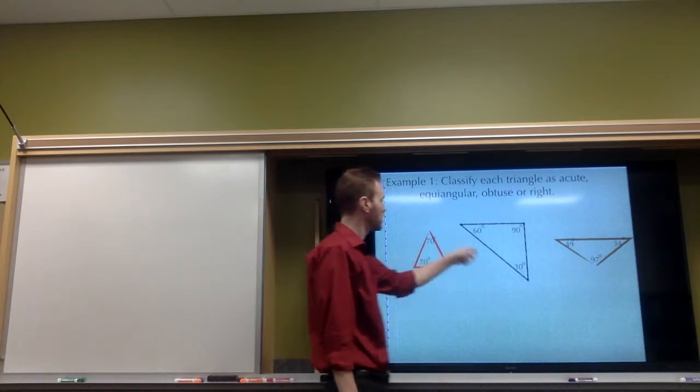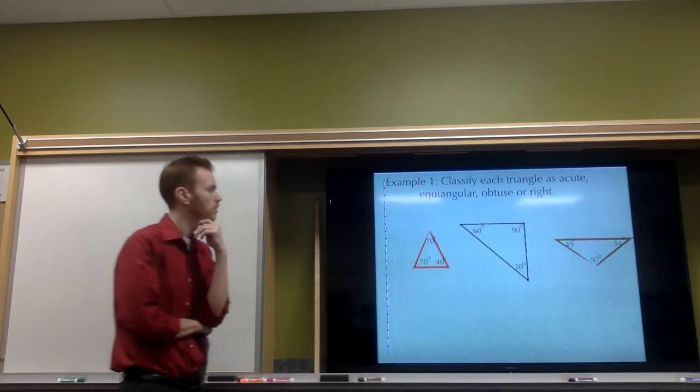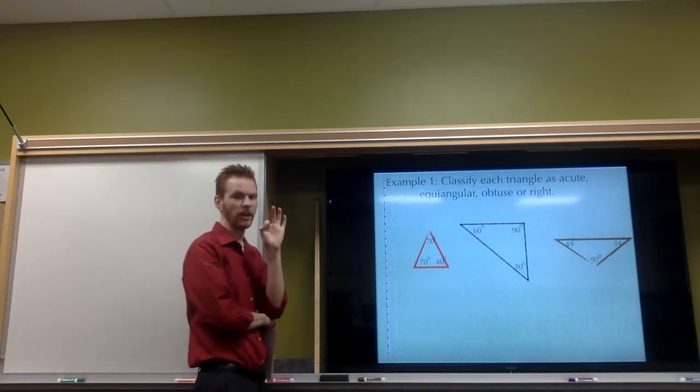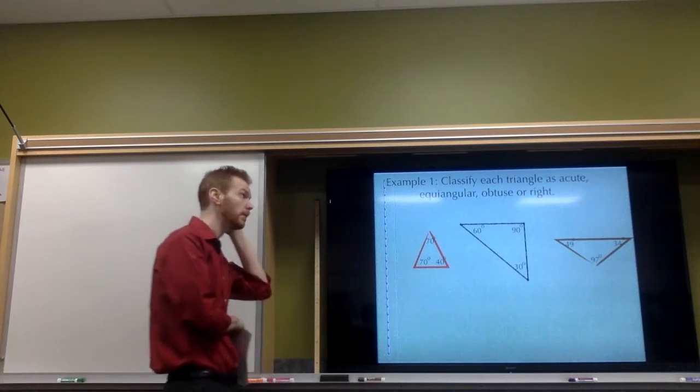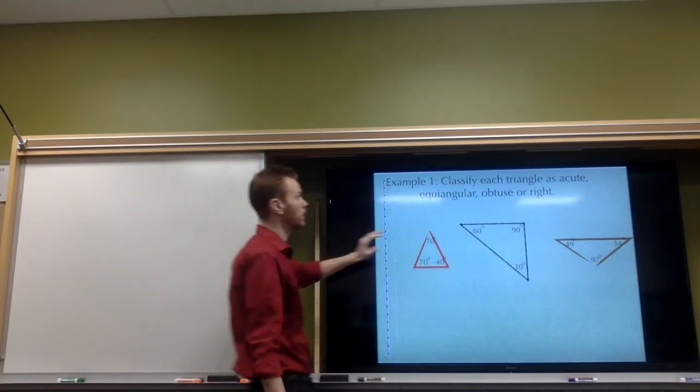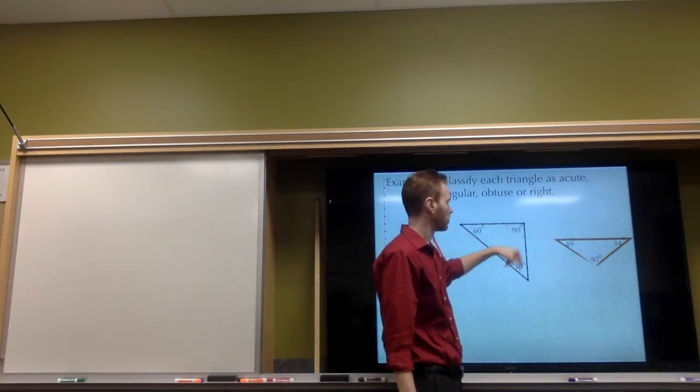Okay. For this one, we have 60, 30, and 90. Well, it's not acute because there's a 90-degree angle in it. Acute is less than 90. It's not obtuse because you don't have an angle bigger than 90. And it's not equiangular because they're not all the same. It's actually a right triangle because there's a 90-degree angle involved.